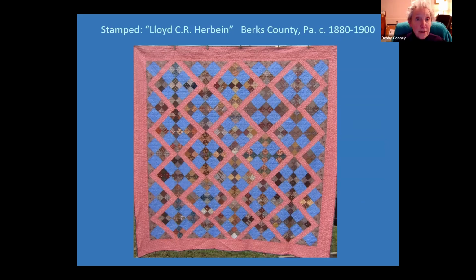This quilt stamped for Lloyd Herbine turned up in Berks County, and it's a vibrant 4-patch in a zigzag set and is stamped front and back with Lloyd C.R. Herbine, a very distinctive name, so he was not hard at all to find.